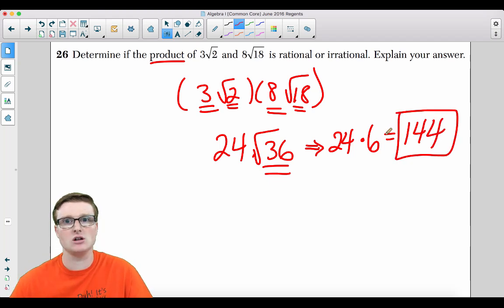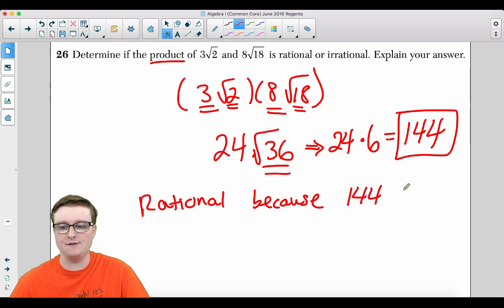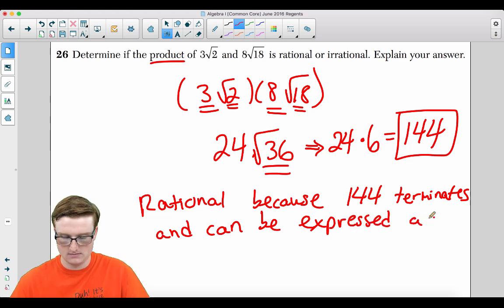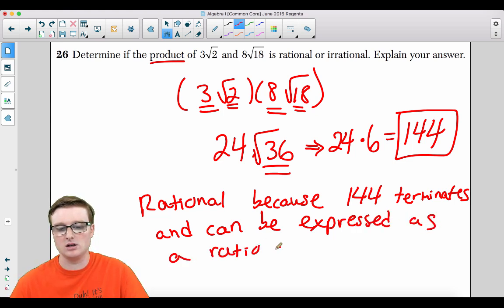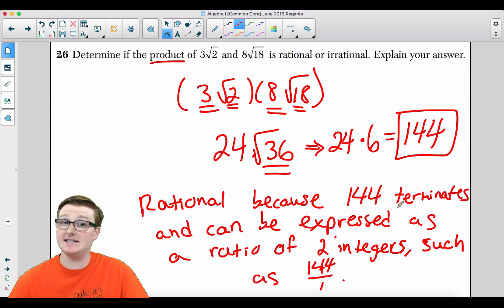Is 144 rational? Yes, it is. So we're going to say rational because 144, the number 144, terminates and can be expressed as a ratio of 2 integers, such as 144 over 1. That's the ratio of 2 integers. But if you just say that 144 terminates, that is the definition of a rational number, you are good to go. All right, moving on to question 27.